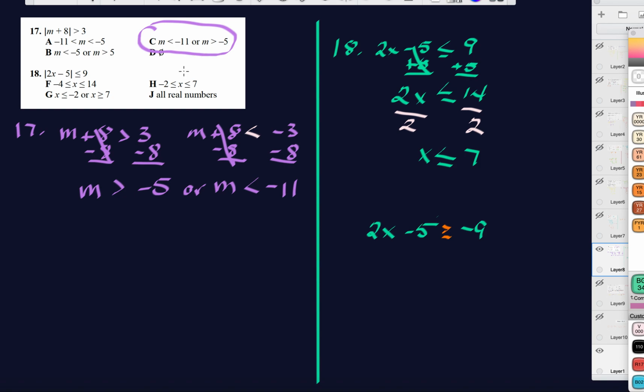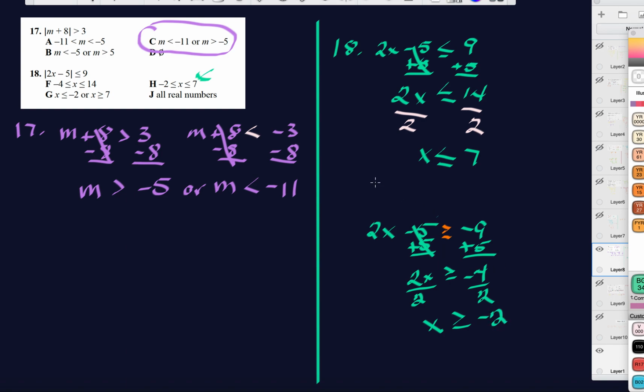You look around, and the only one that shows x is less than or equal to 7 is right there. But I want to check my work just to make sure I didn't make some sloppy mistake, so I'm going to do this one too. So I'm going to add 5 just like I did before. That goes away. Plus 5. Now I got negative 4. I had already flipped my inequality symbol, so 2x is greater than or equal to negative 4. Divide by 2 on both sides. X is greater than or equal to negative 2.